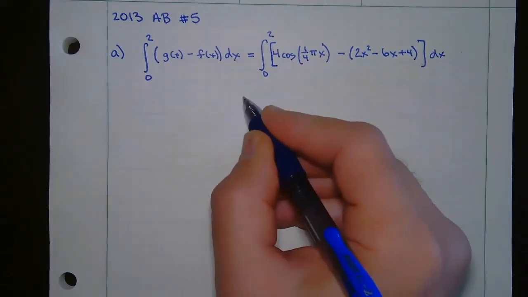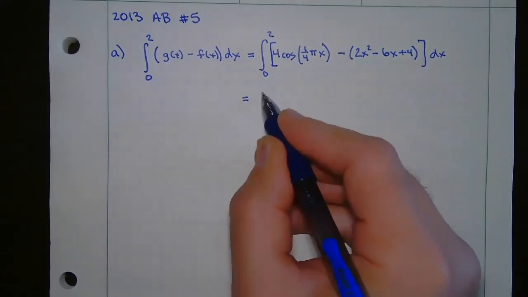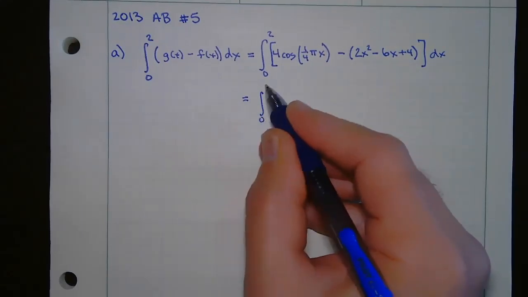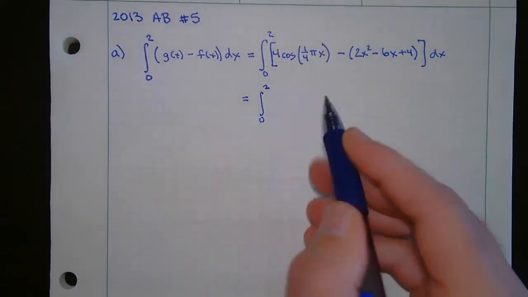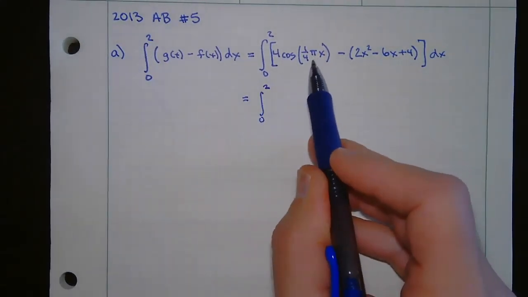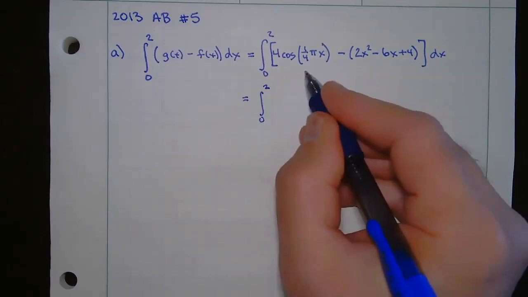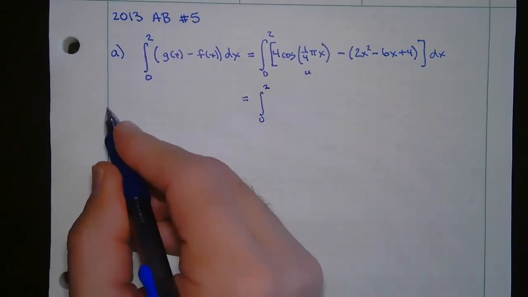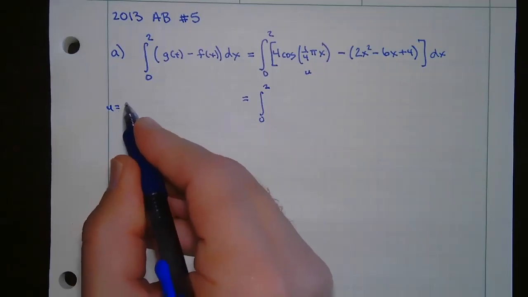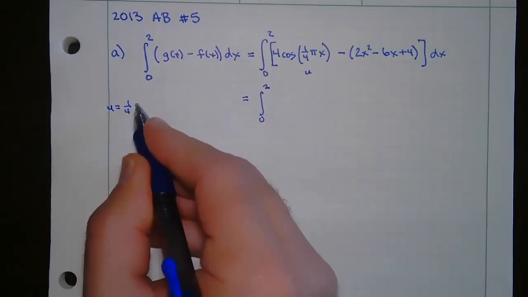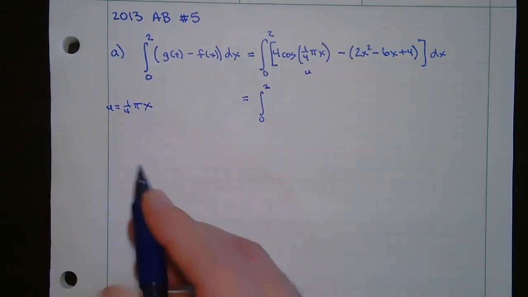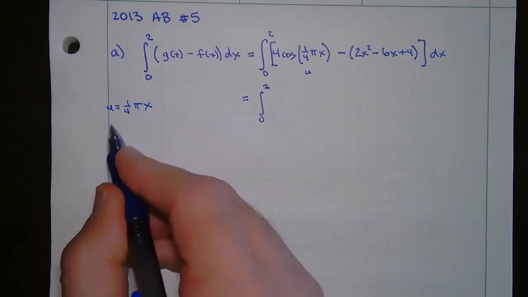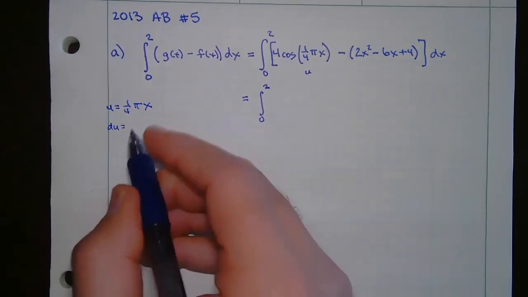Okay, so this would be the integral from 0 to 2. Okay, I'm going to do a u substitution here, right? So actually, I'm going to come over here and write my u. U is going to equal 1/4 pi x, okay? So 1/4 pi x, then du would just simply be 1/4 pi.